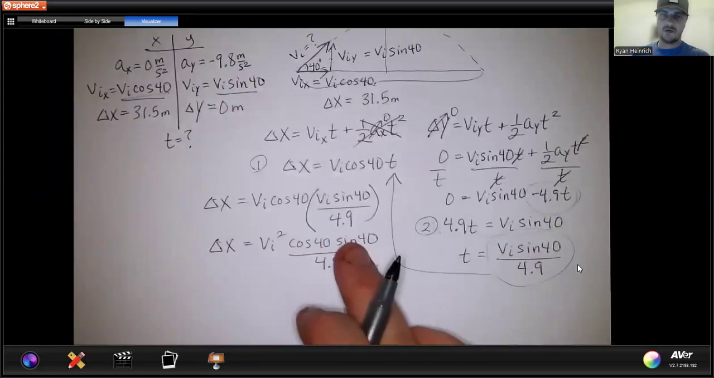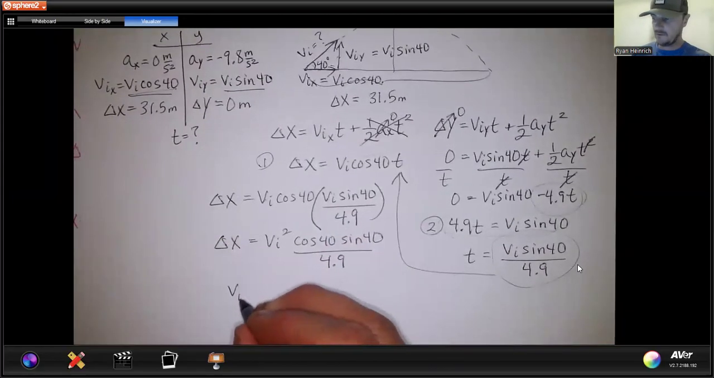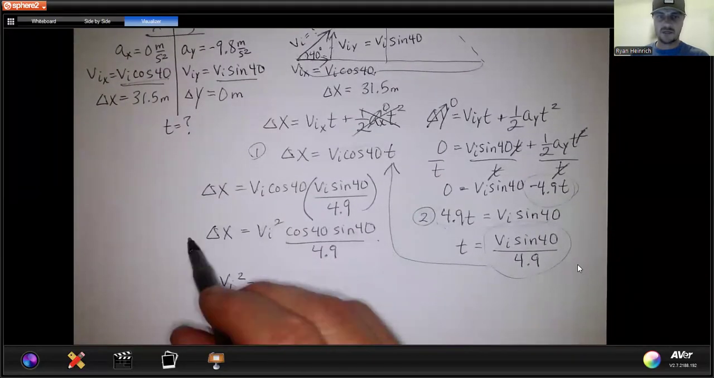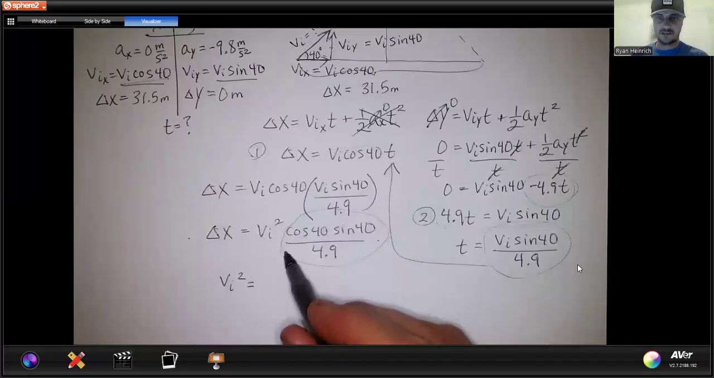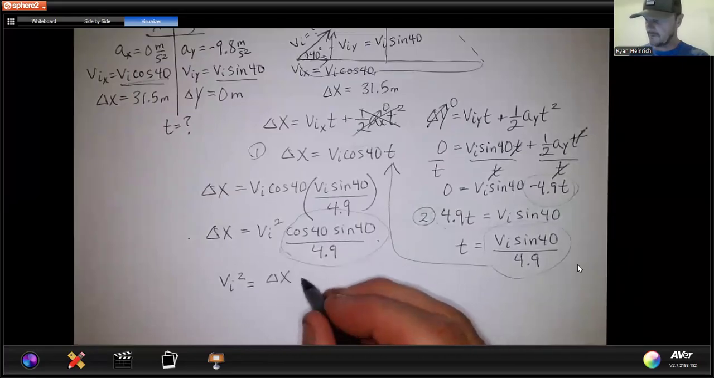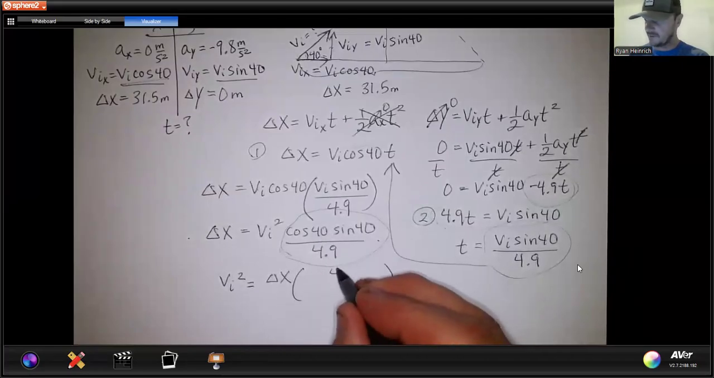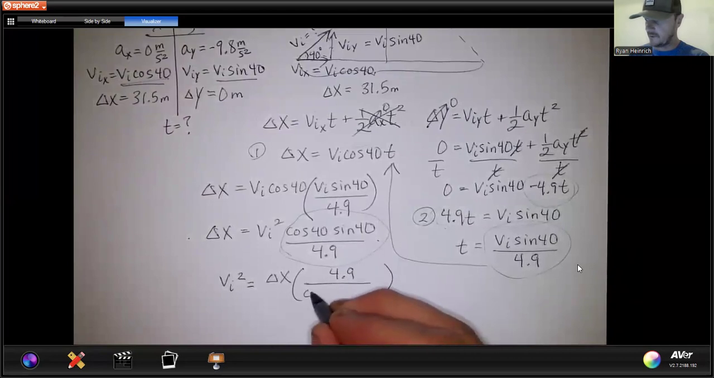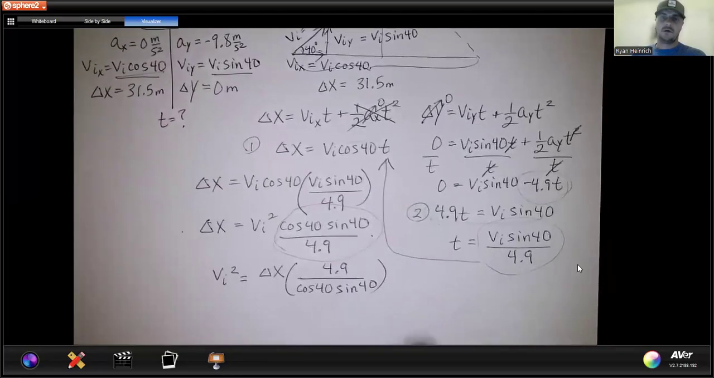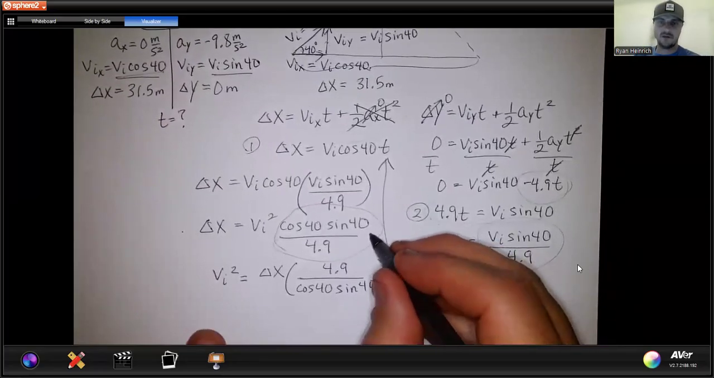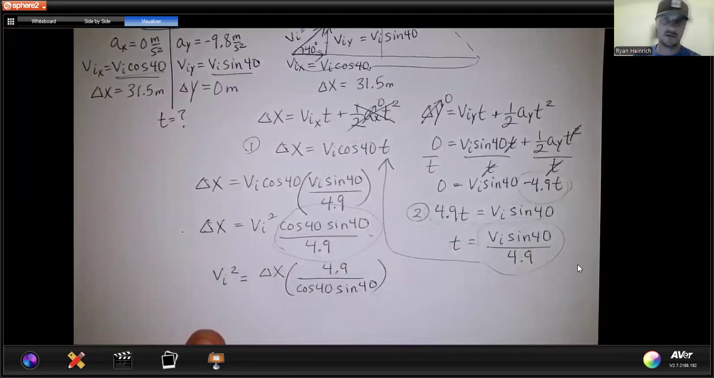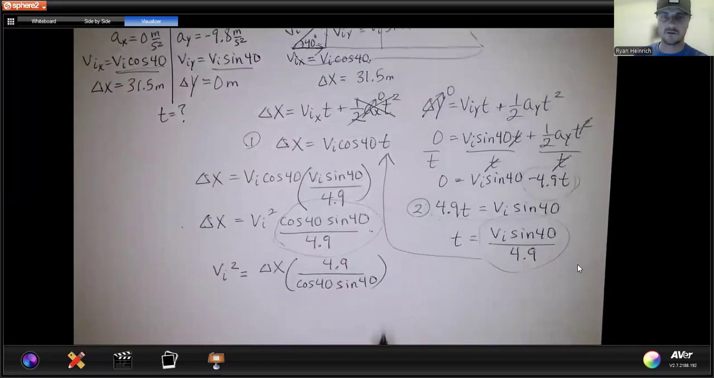Let's take this whole thing and move it over. Let's see if you follow what I do here. I'm going to say VI squared equals, I'm going to flip the equation. I'm going to multiply both sides by the reciprocal of this. So then I would have delta x times the reciprocal of this stuff, which is 4.9 over the cosine of 40 times the sine of 40. Now I could have shown that, multiplying this side by this and this side by this, but that's a lot to write. So this kind of speeds it up for us.